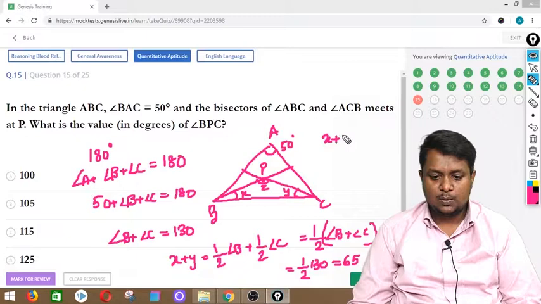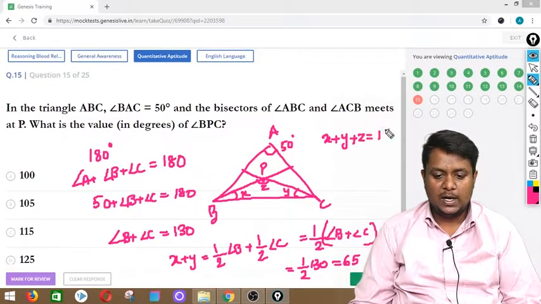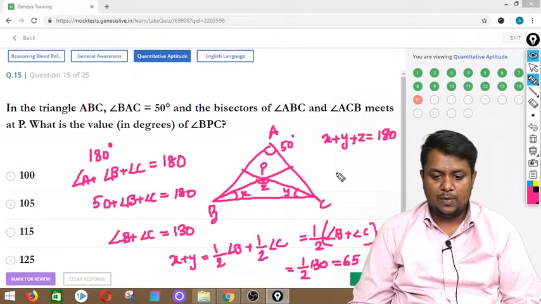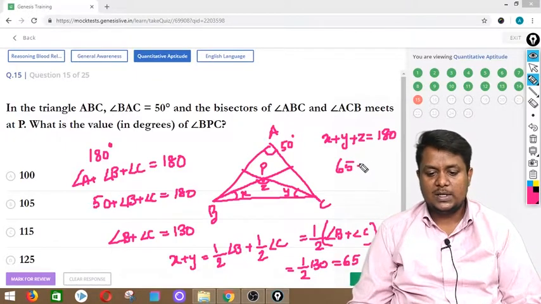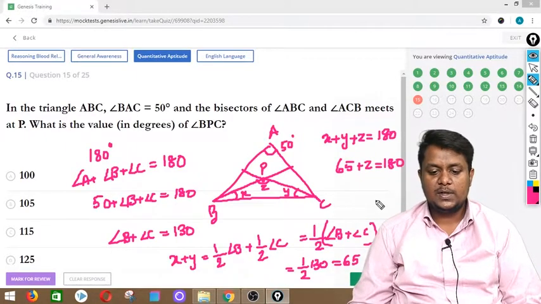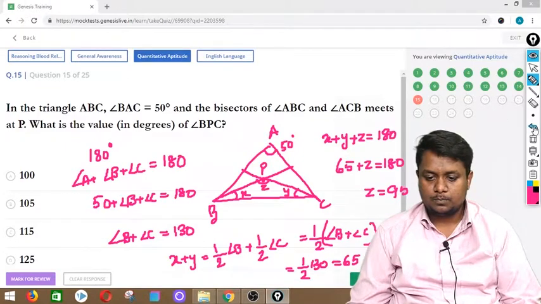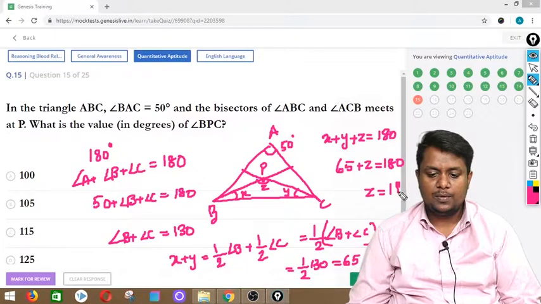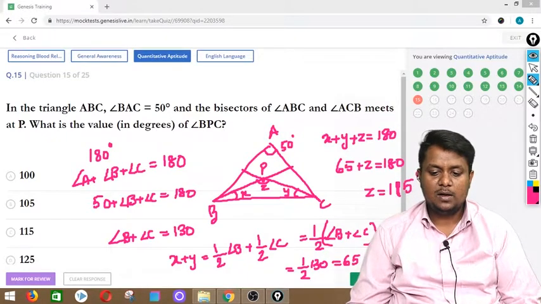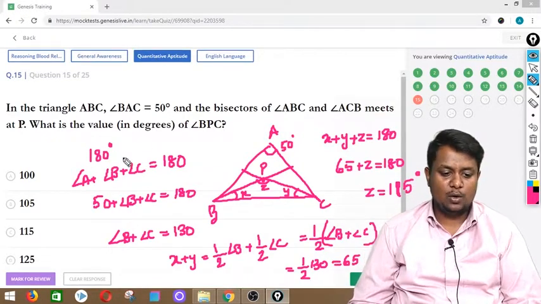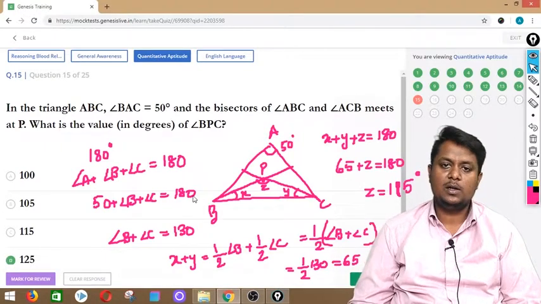So x plus y plus z is equal to 180 degrees. X plus y we have already found out is 65 degrees, plus z is equal to 180, which gives angle z equal to 180 minus 65, which is 115 degrees. So that is the angle value of angle BPC. So we have to mark option D for this particular question.